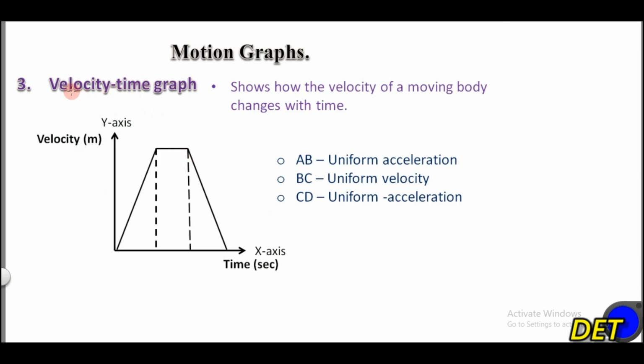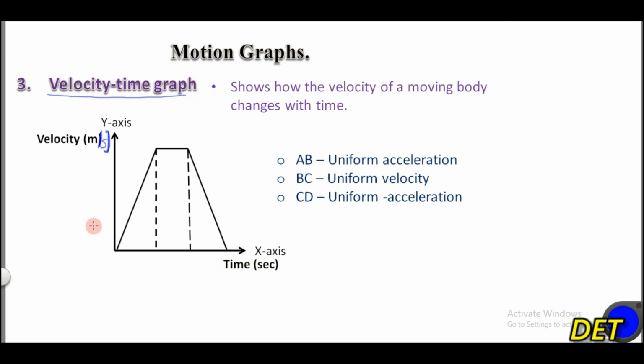And like I said before, this is the most important in physics. The velocity time graph is a motion graph that shows how the velocity of a moving body changes with time, right? On the vertical axis, the y-axis, is our velocity, which is measured in meters per second. And on the horizontal axis, the x-axis, is the time, measured in seconds.